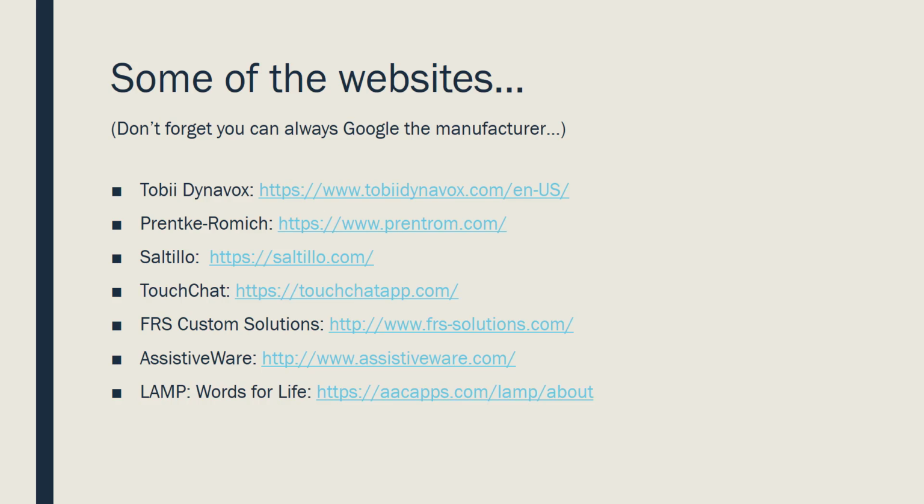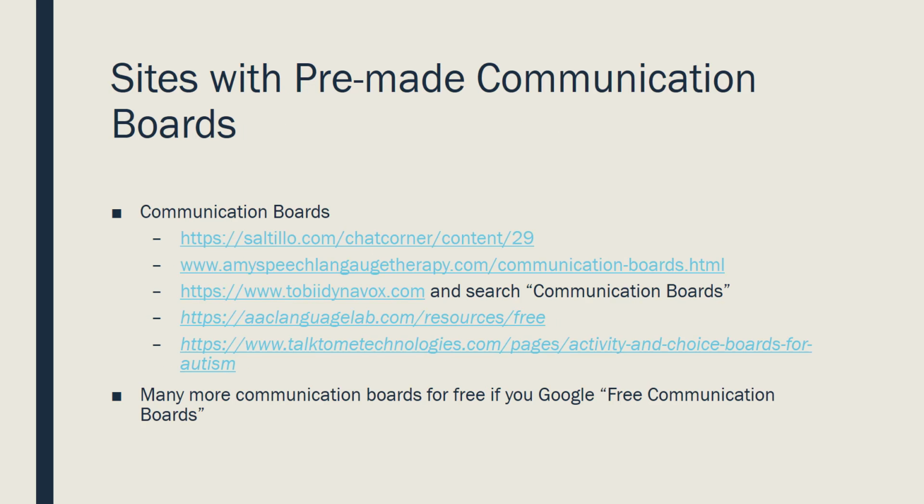There are many different websites that are available, but here is a list of some of the more common websites for the companies that make a variety of AAC systems and devices. These sites include Tobii Dynavox, Prentke Romich Company, Saltillo, TouchChat, FRS Custom Solutions, AssistiveWare, and LAMP Words for Life. If you need a different website for a manufacturer and don't have the direct link, make sure you Google the name and locate the direct link for yourself.